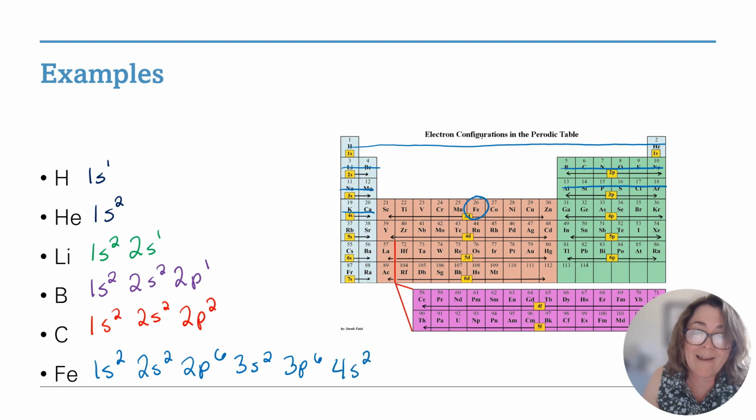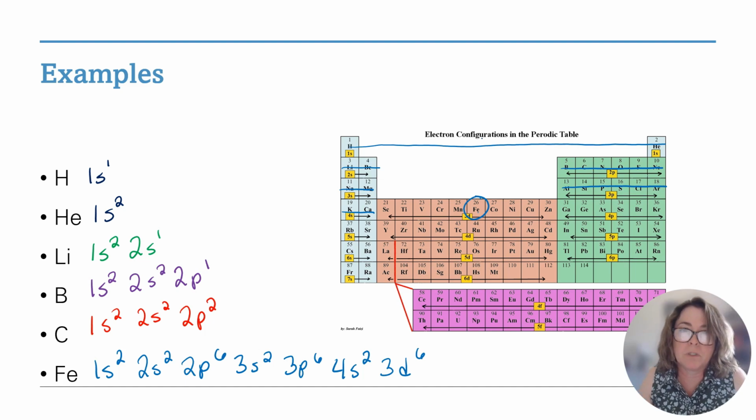That is 4s. And now I am 1, 2, 3, 4, 5, 6 spaces into the D. And remember that the D's are 1 energy level below the period that you're in. So the complete configuration for iron is 1s2, 2s2, 2p6, 3s2, 3p6, 4s2, 3d6.